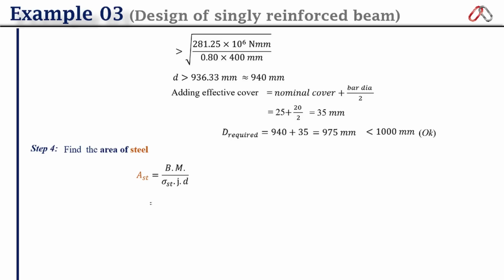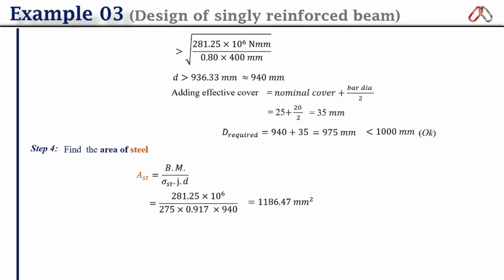Here bending moment is 281.25 into 10 to the power 6 upon the value of sigma st, permissible stress for steel, which is 275, value of j is 0.917 and value of effective depth is 940 mm. So when you solve all these values, it will be 1186.47 mm square. So this is the area of steel.